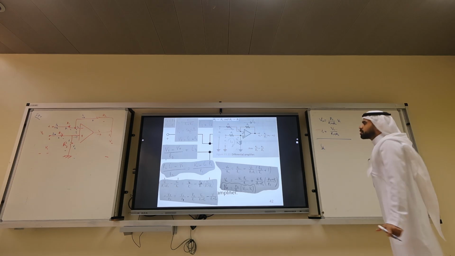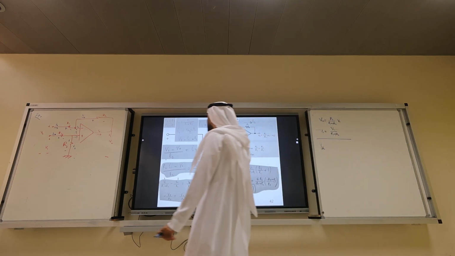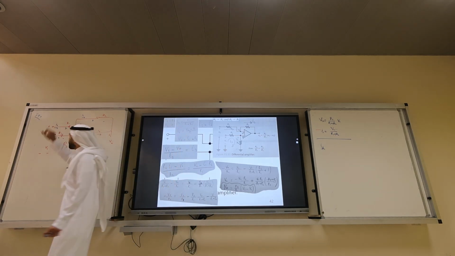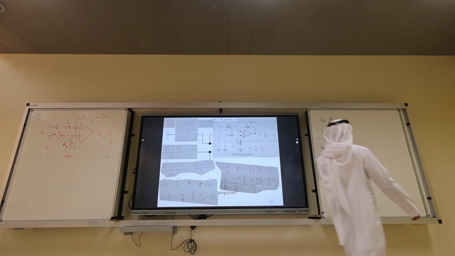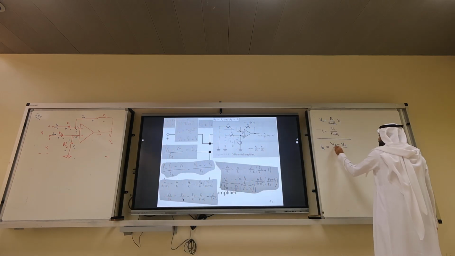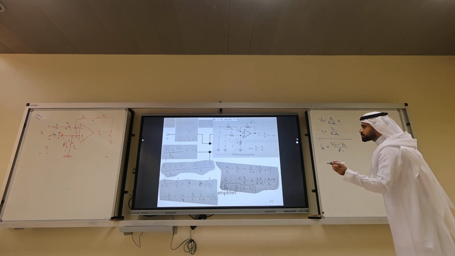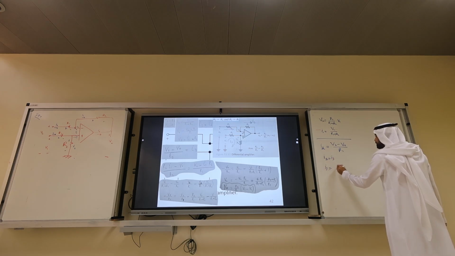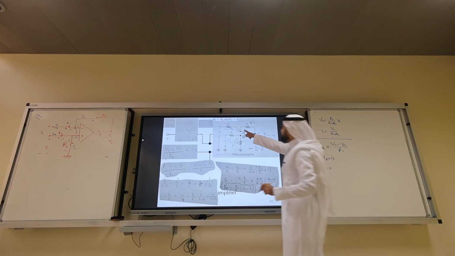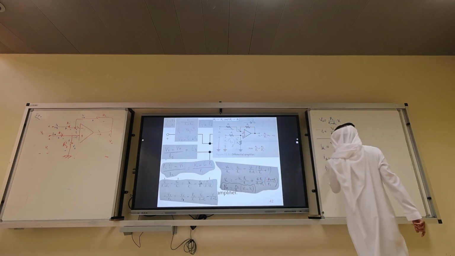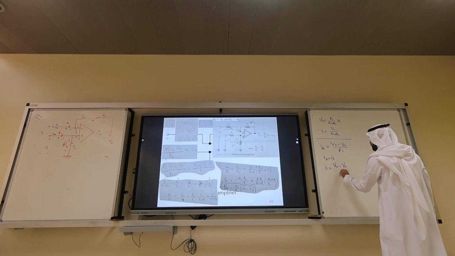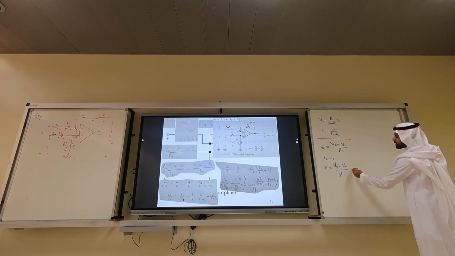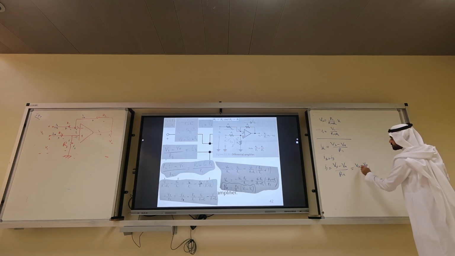Then what do we have? I2. What is I2? I2 is V2 minus Vx over R1. But it equals I3, right? I2 equals I3. So I3 equals what? Vx minus V output over R2. And I know that they are equal, so I should make it like that: V2 minus Vx over R1.